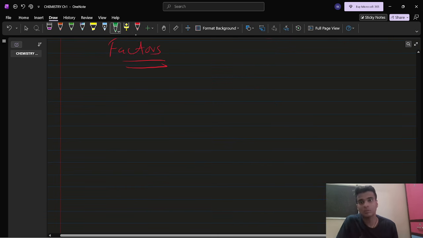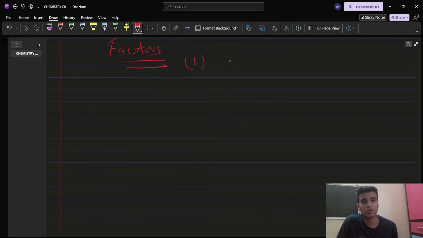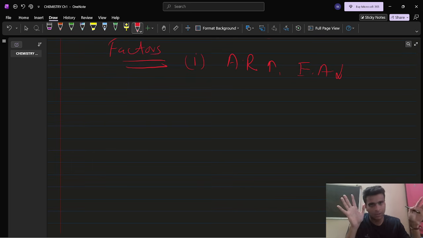So factors affecting electron affinity, same thing. First is atomic radius. Atomic radius increases, electron affinity decreases. बड़ा अगर एटम है तो मेटल है. Metals do not accept electrons, therefore they do not release any energy. Therefore the electron affinity is very less.